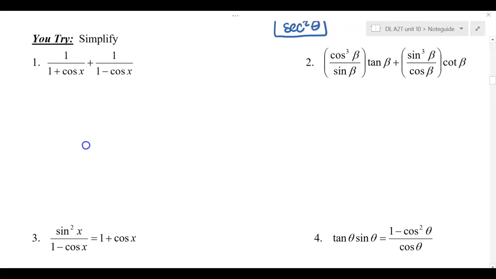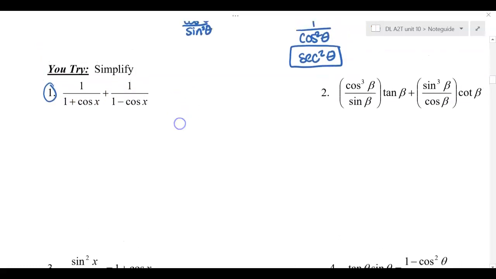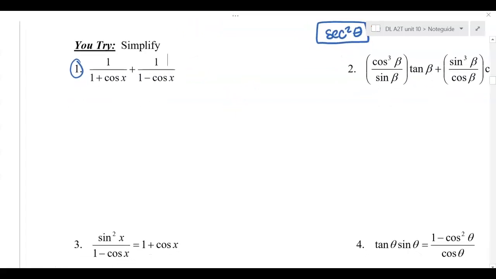So the first 2 here are simplifying problems. This one has 2 fractions in number 1. If I want to combine fractions together, I need them to have a common denominator. When you see this 1 plus cosine x, don't get overwhelmed. Think about what you would do if it was something with 1 plus x and something with 1 minus x. You would want 1 minus x to multiply 1 plus x to make a common denominator. We want the same idea here. So 1 plus cosine x, I want to multiply by 1 minus cosine x.